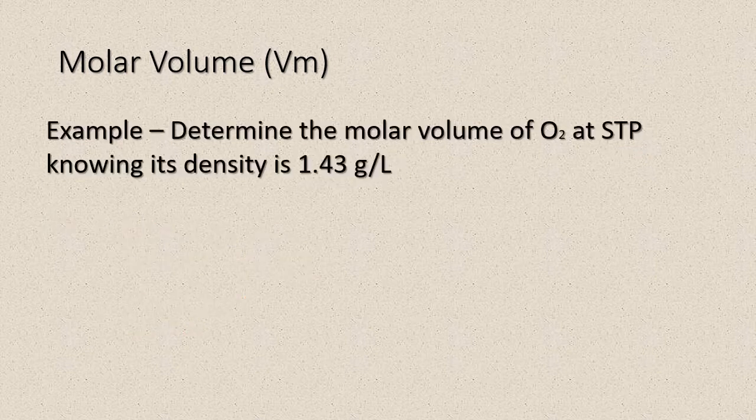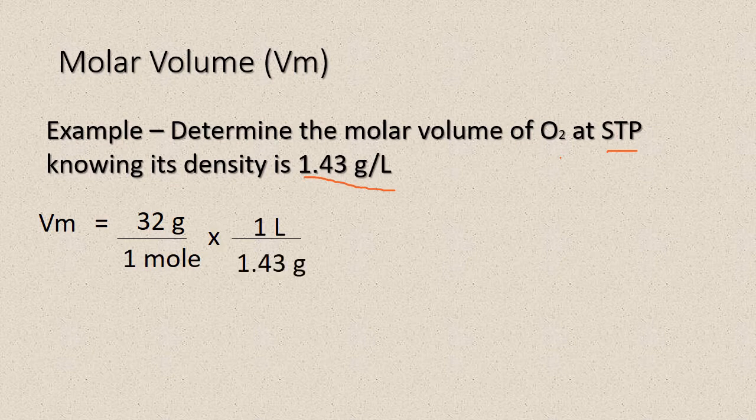Let's take a look at another example. Again, we've got oxygen. This time it's at STP. Again, we've got a different density here. So let's set everything up just like that. We're going to cancel out our grams, and what we're left with is 22.4 liters per mole. Once again, we have that magic number.